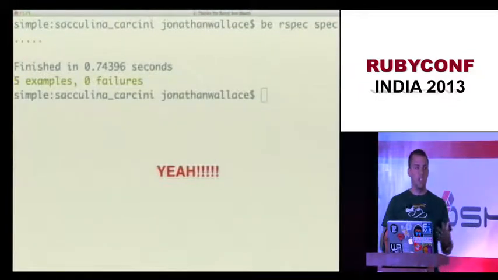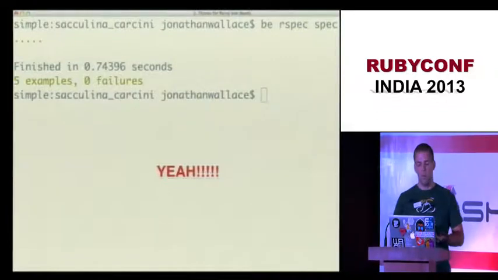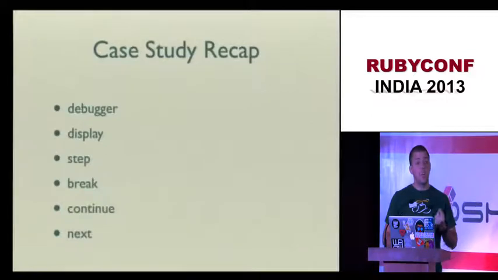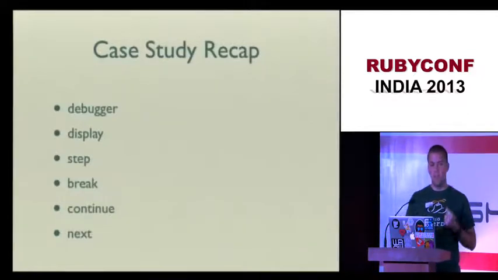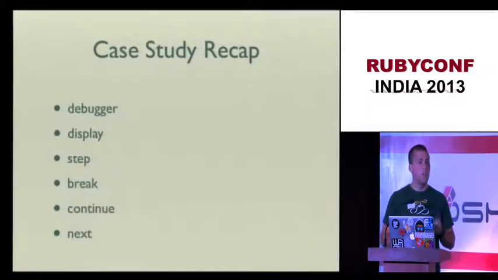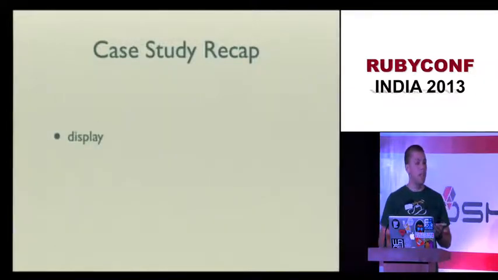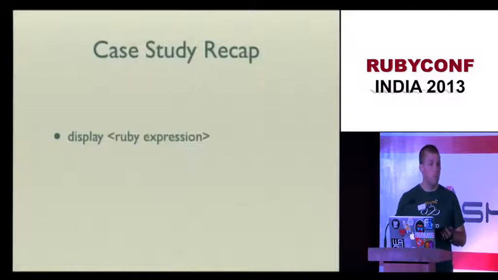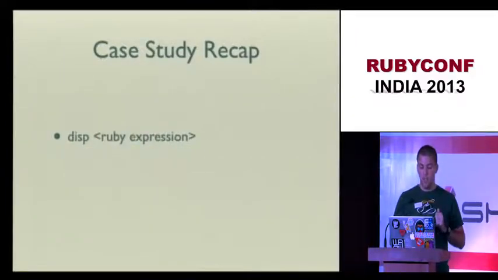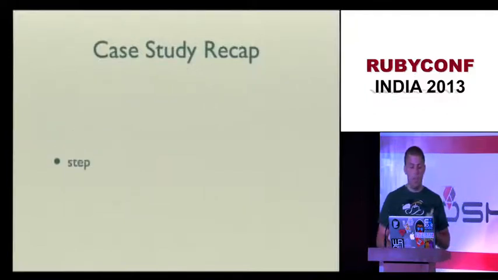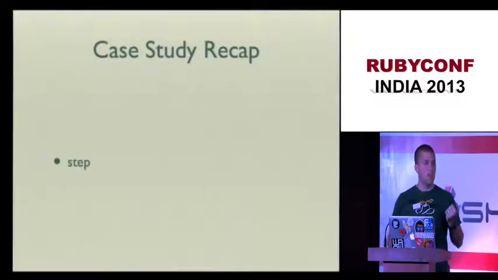All right, so that was a gentle introduction to using the debugger in Ruby. Let's do a quick recap of what we covered. We covered the debugger method call, right? In general, you want to use semicolon true afterwards. We covered the display command, which allows us to examine arbitrary Ruby expressions. We can abbreviate that with DISP. We covered the step method. The step method can receive an arbitrary argument that indicates how many times it should be executed.